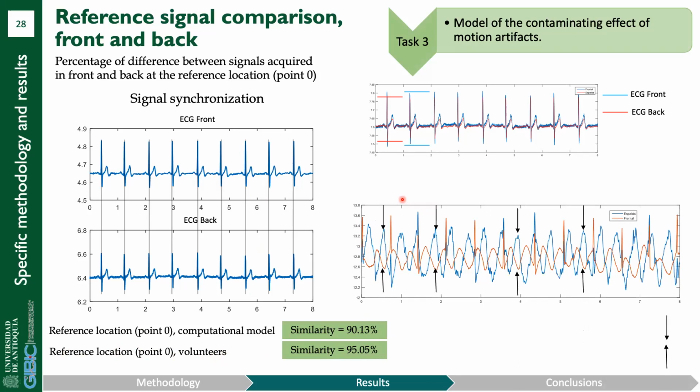Also, evaluating the motion artifacts in the signal, we observe that there is a very big difference between the signal acquired in the chest and in the back when the noise is introduced. This gives us the idea that it's possible to subtract the common information that is related to the ECG signal from one to the other.